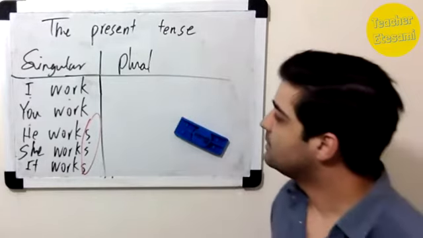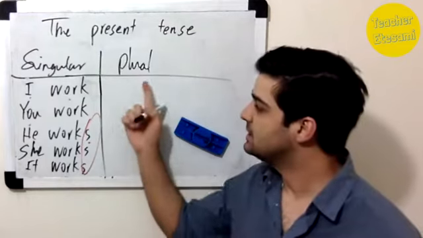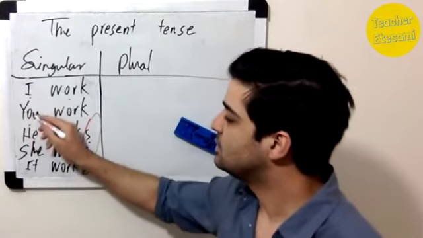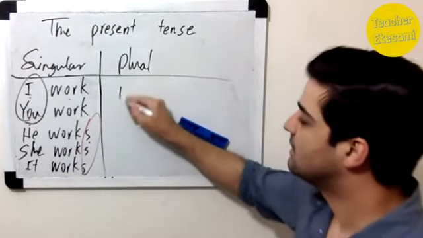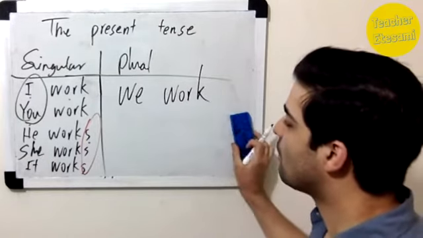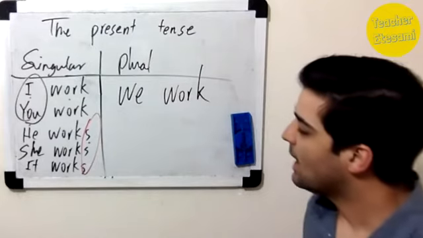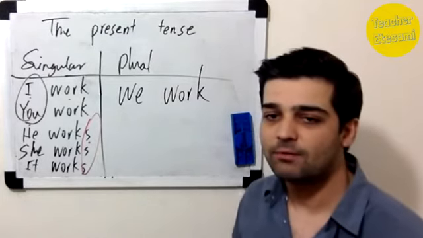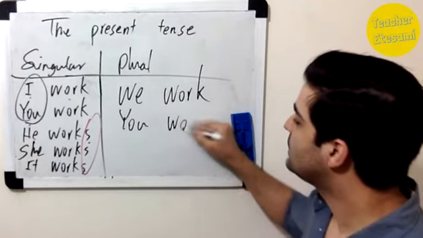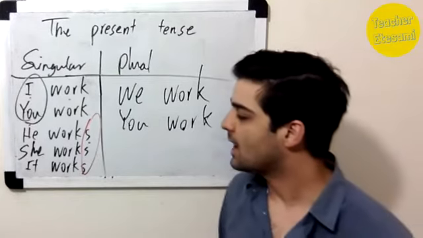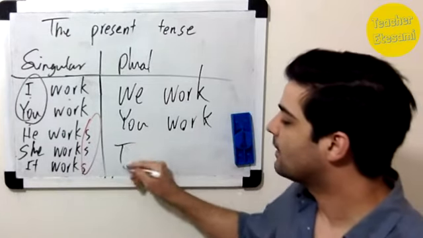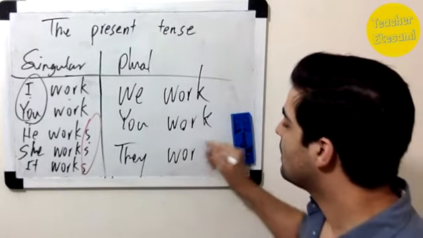Now on the plural side, if I take I and you, we have we. We work. Okay? And the plural form for you is you. You work. And the plural form for he, she, it is they. They work.